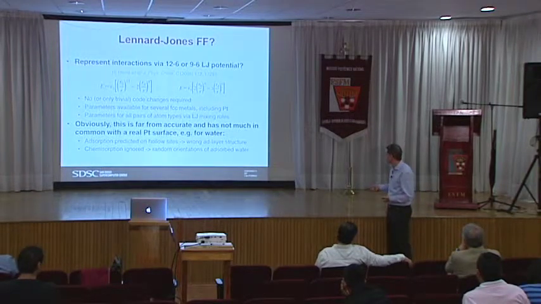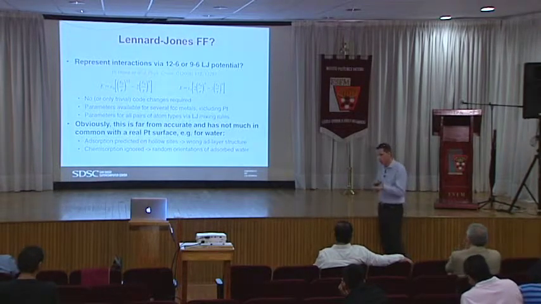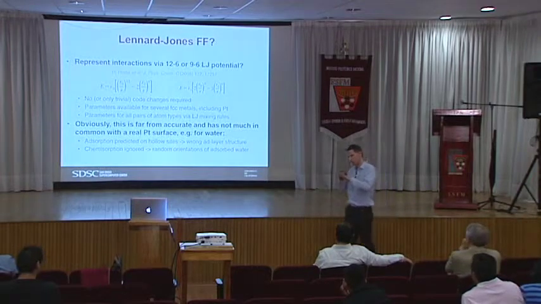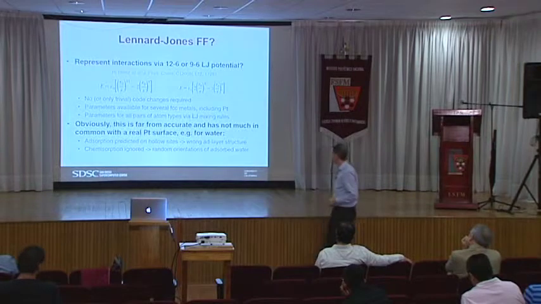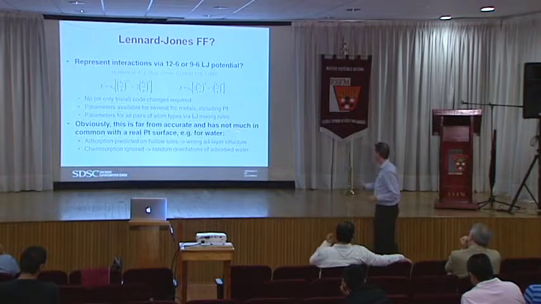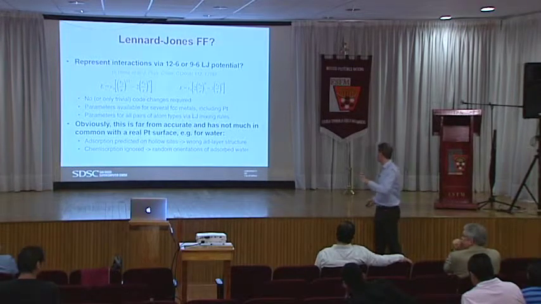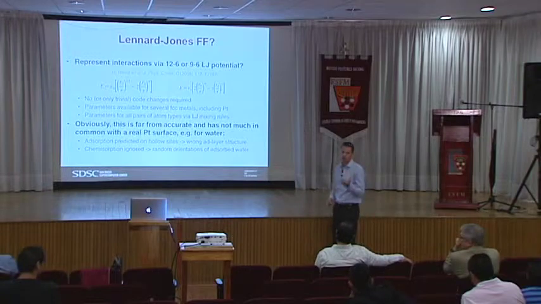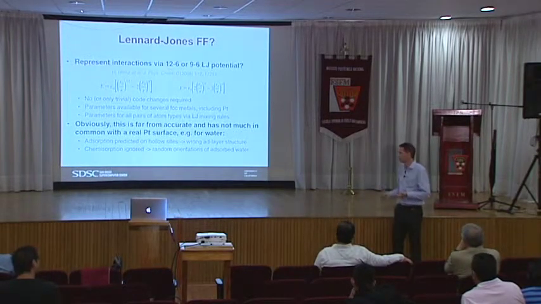So for instance, for water, if you use a force field like this, the adsorption is predicted on the hollow sites, right? So if you look at the surface of the platinum, not on the top of the atoms, but in between. And it gives you the wrong adsorption layer structure. Chemisorption is fully ignored, so there are random orientations of the adsorbed water molecule, while in reality there is some sort of chemical bond that forms. There's a real chemisorption of water on platinum.